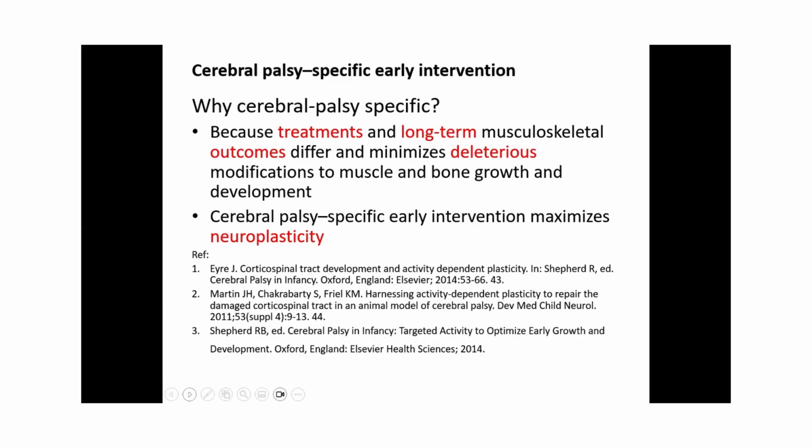So that is why cerebral palsy is specific. What should we do about it? The specific early interventions maximize neuroplasticity. The more the child moves, and the movement has to be context-based, I will discuss that later on, the more we will be able to see the child's overall development. Next slide, please.